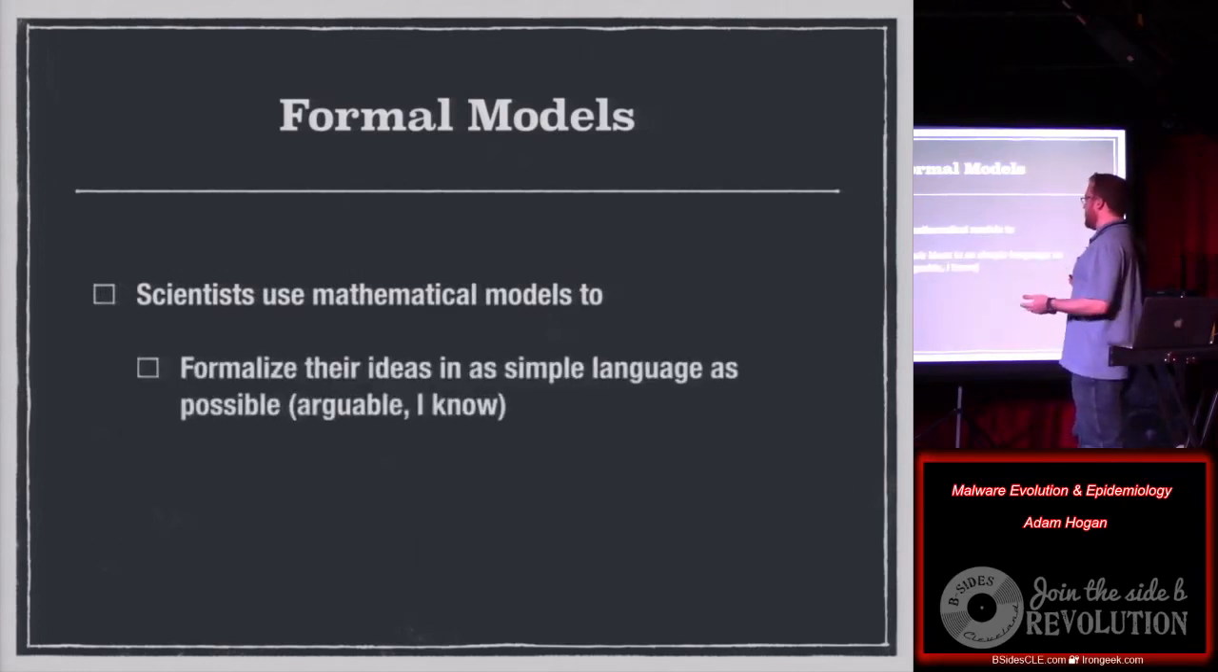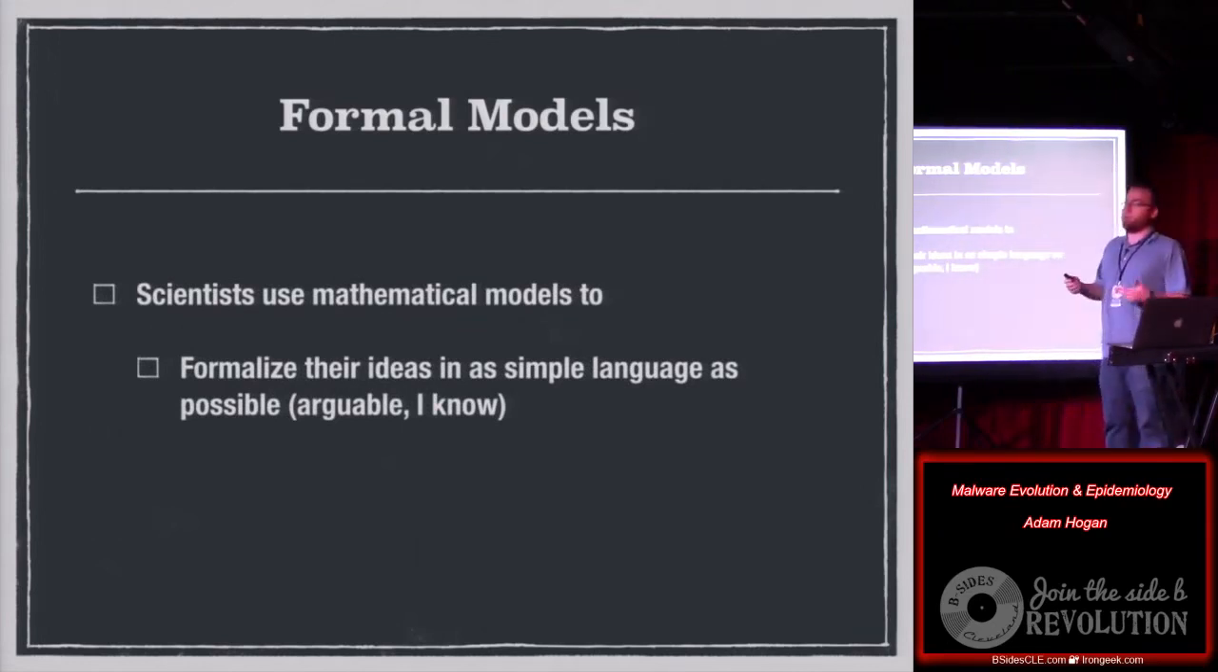Scientists use these mathematical models to formalize their ideas. The idea is to formalize it in as simple a language as possible. Now that's arguable. I'm going to show you some of these systems, and if it's been a while since you've done calculus, this is not going to look simple at all. It's going to look very complicated, and in that way it's not a simple language. That being said, if you get past the very basic learning curve and learn a little bit of math in order to understand formal models, then you are working with a very efficient language. If you say, I think the world works this way, someone can come along and say, no, I'm going to add this one variable, and now we can explore my idea behind it.